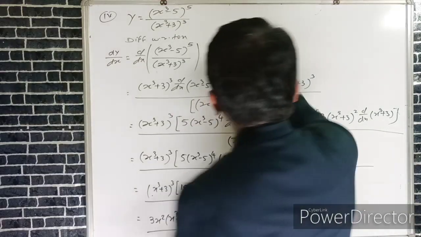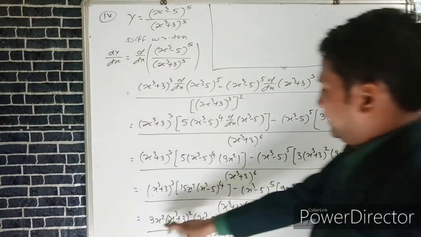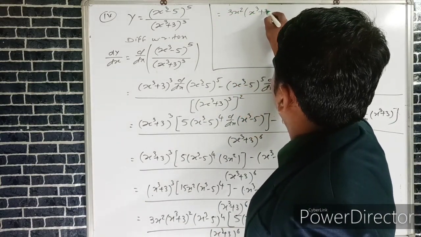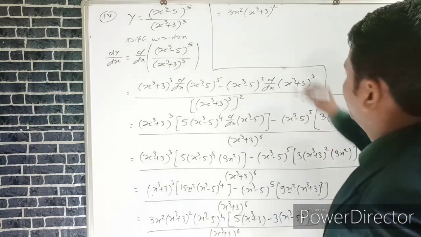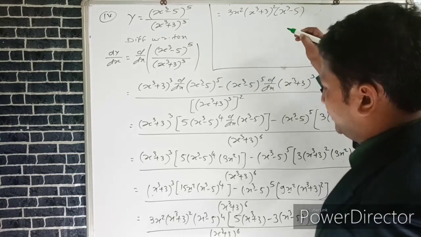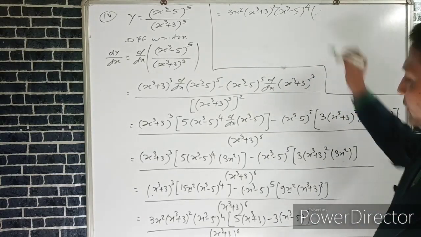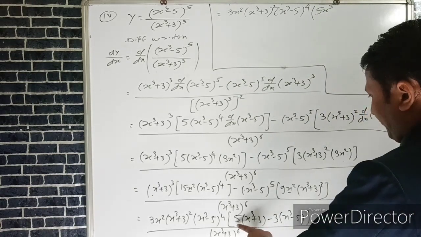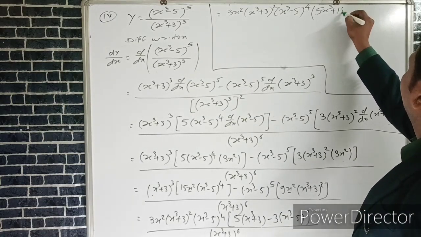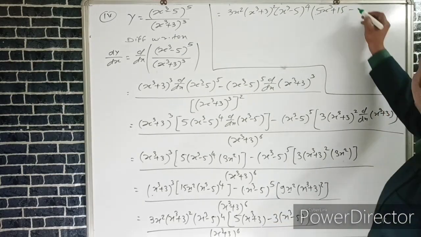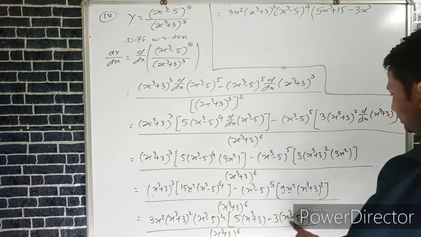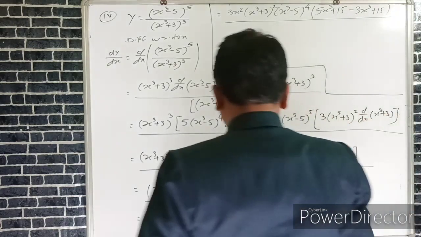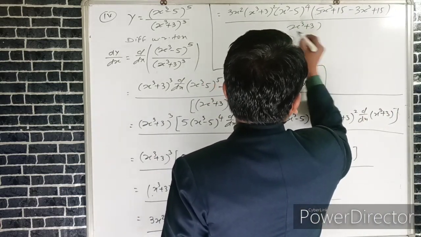After that, 3x square into (x cube plus 3) whole bracket square into (x cube minus 5) whole raised to the power 4 into 5 into x cube, 5x cube plus 5 into 3, 15 minus 3 into x cube, 3x cube, minus minus plus 15, upon in denominator (x cube plus 3) whole raised to the power 6.